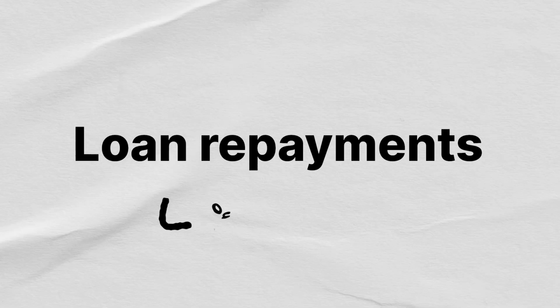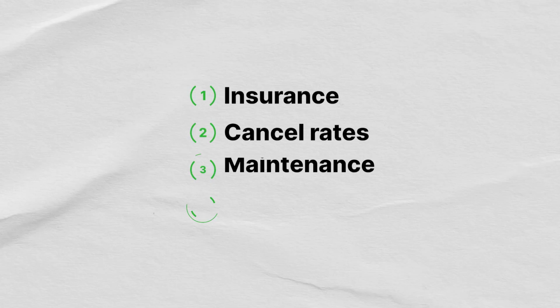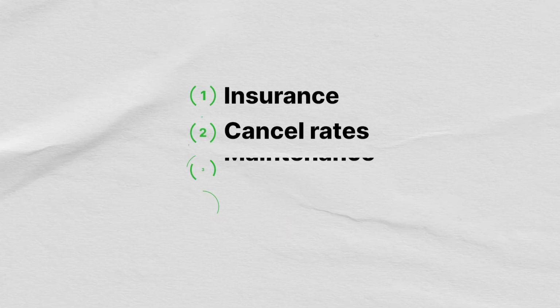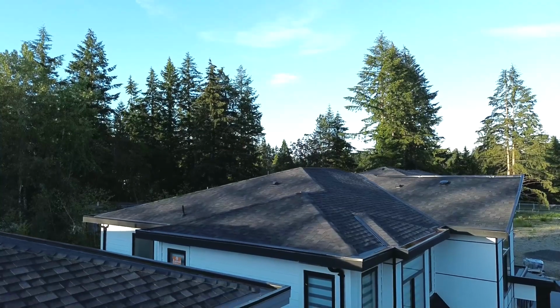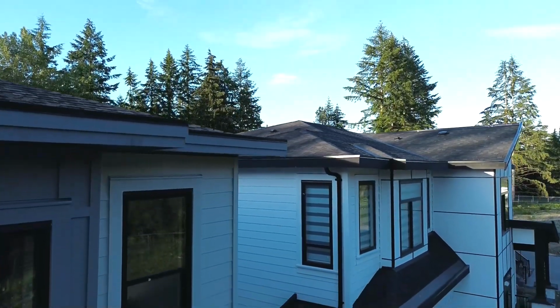It's also important to remember that loan repayments are only one part of the cost of owning a home. Insurance, council rates, maintenance, and utilities all sit alongside your mortgage. A repayment that looks affordable on paper needs to work in the context of your full financial picture.